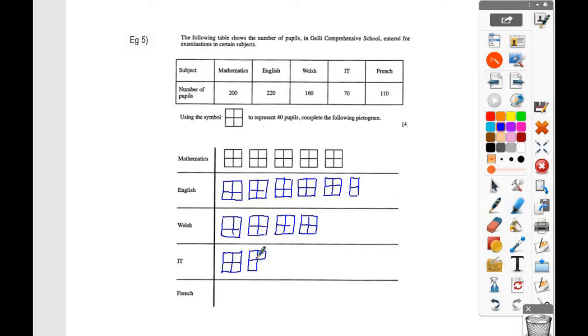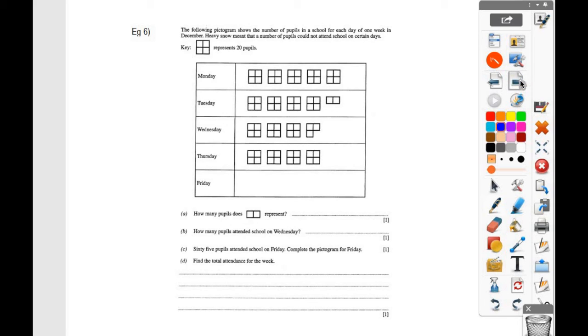And finally, French is 110. So we've got 40, 80, and we need another 30, so again, another 3 blocks. And there's your pictogram. The key is already shown in the diagram. If that key wasn't there, you had to create your own key, you would need to draw that in as well to get your full marks.